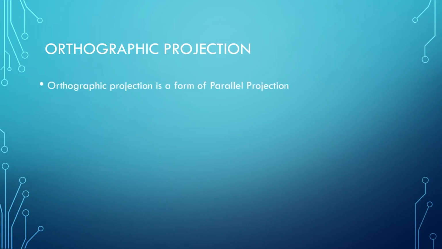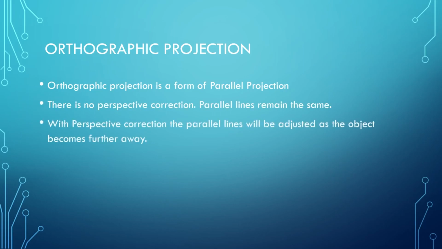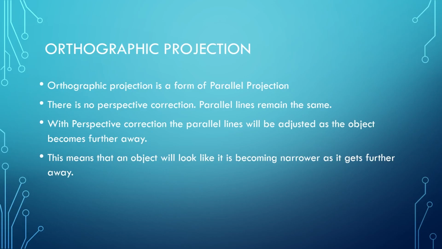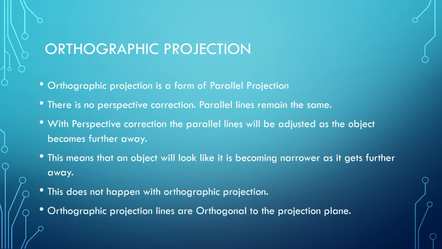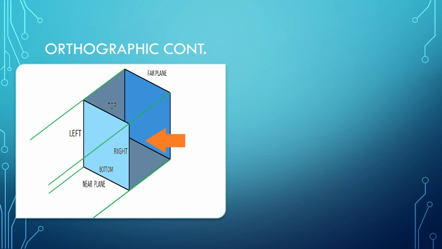In orthographic projection, the projection lines are orthogonal or perpendicular to the projection plane. So let's take a look at this diagram here. The frustum created by the lines basically creates a box for the viewing volume. So that means anything outside of the box will not be seen or appear on the screen.